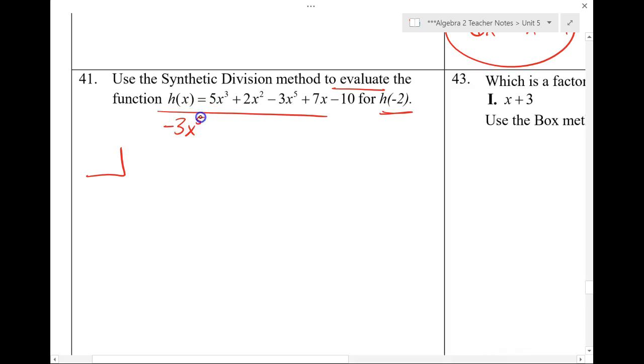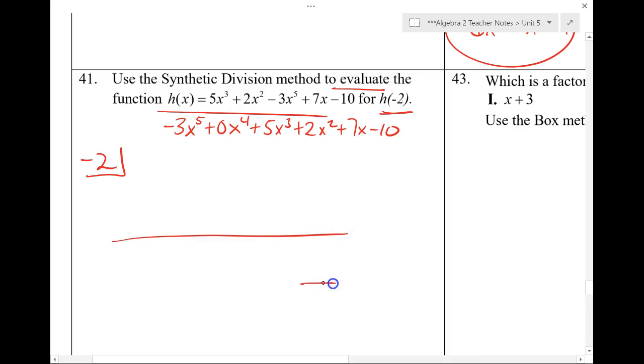So put negative 3x to the 5th. And I'm missing the x to the 4th term, so I need to include one there, and I'll make it 0x to the 4th. And my next one would be 5x cubed, and then plus 2x squared, and then plus 7x minus 10. Now we're ready. So now, take that negative 2, put it there, and this is only when we're evaluating, okay? So eventually, whatever our last answer is over here, typically our remainder when we divide, that's going to be our answer. So now, write the coefficients: negative 3, 0, 5, 2, 7, and negative 10.